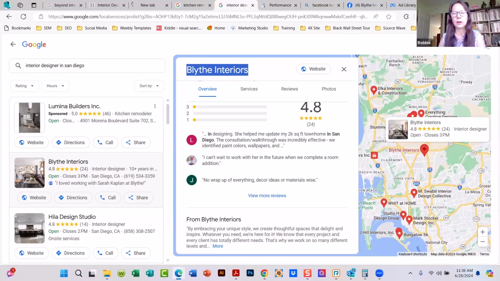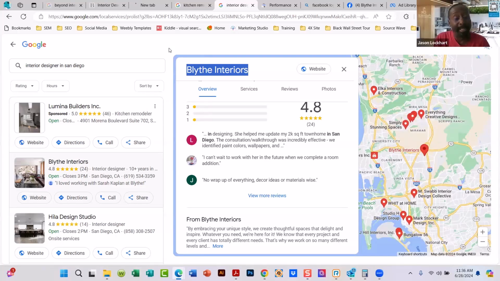Okay, got it. Blight, it's hard to tell with just this, but they could still be running ads, but they may not be running ads for interior design. They may be running ads for something else. Okay. Oh, you run ads for each thing? Yeah. Okay. Didn't know that.